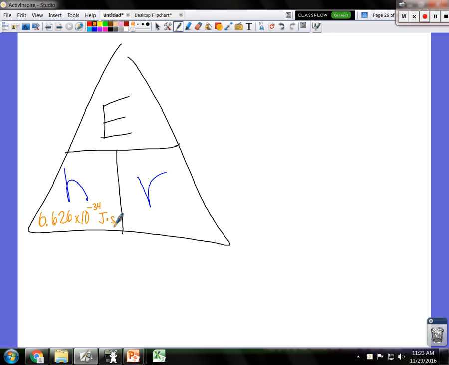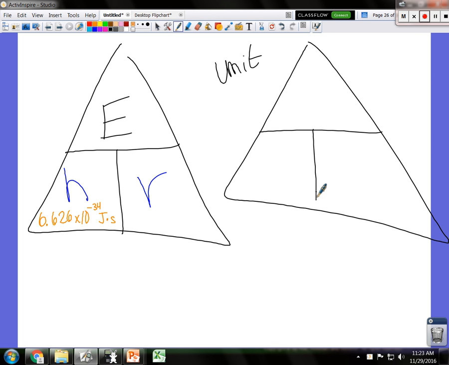Now, after every triangle we do what I always do next. Units. Okay, it's important. And this one's going to be a little weird too. So just stay with me. But it should make sense again. Now, let's go ahead and plug our constant in because we know what our constant is. It's going to be J times s. So that's our Planck constant unit.